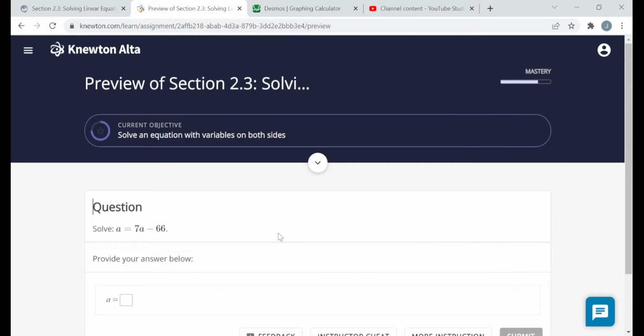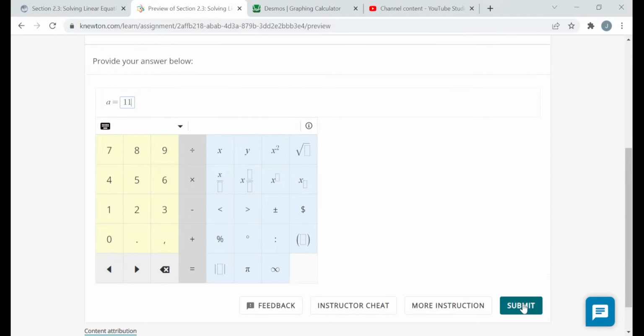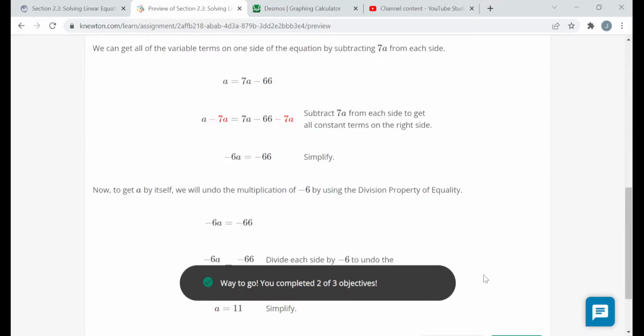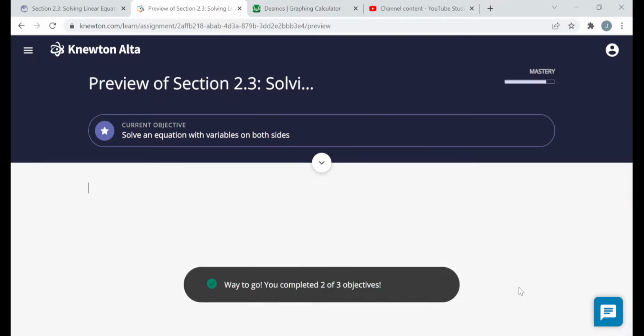All right, another one that isn't too terrible. A equals 7a minus 66. I'd subtract 7a. A minus 7a is negative 6a. So you have negative 6a equals negative 66. Then dividing by negative 6, negative 66 divided by negative 6 would be positive 11. A equals 11. And again, check it on your own. Great, so that objective's done.